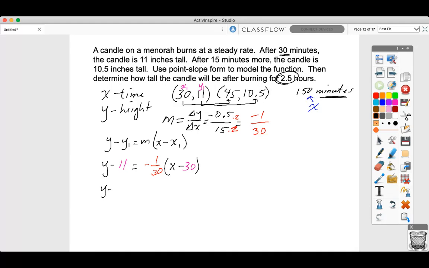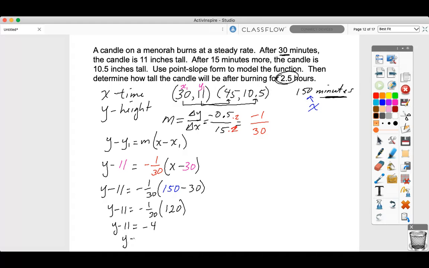Let's do it. So we've got y minus 11 equals negative 1/30 times 150 minus 30. Now we just do the arithmetic. Y minus 11 equals negative 1/30 times 120. Negative 1/30 times 120 is going to give us negative 4. And then when we add 11 to both sides, we get 7. So that means the candle will be 7 inches tall.